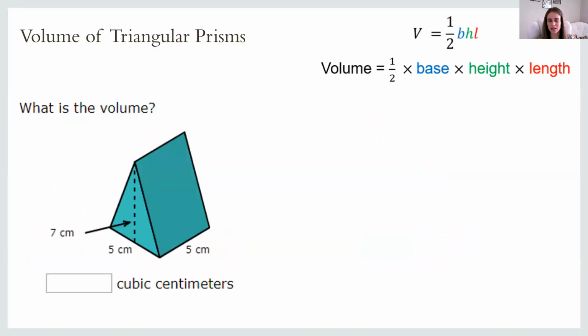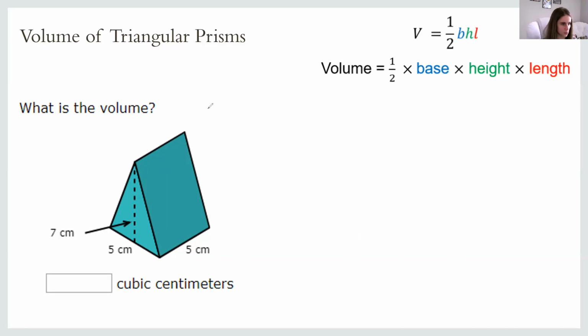All right. Here we have a different triangular prism. This one's not multiple choice. We have to type our answer in. What is the volume? First things first, label your diagram. And even though you guys can't physically label on your paper, you could label like this.